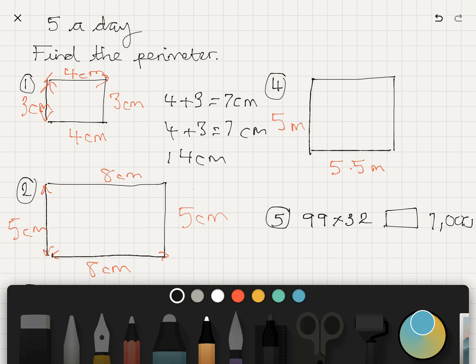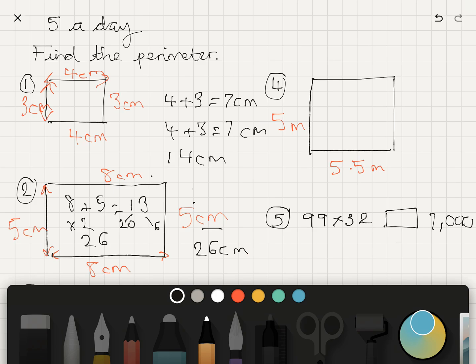So you can add the 2 sides, so this side and this side, 8 add 5, which is 13. And then we can times it by 2, because we know that we have equal sides. So 13 times 2 is 26. You can break it down, so you can do 10 times 2 and 3 times 2, so 20 and 6. So our answer to that is 26, but not just 26, it is 26 centimetres.